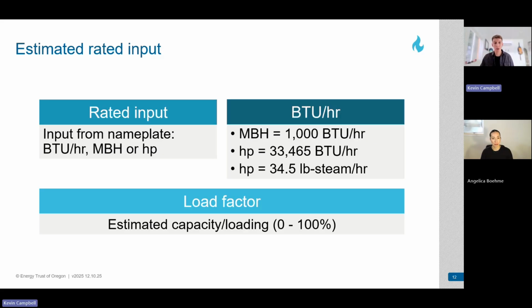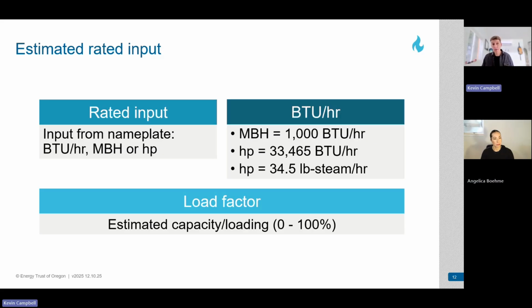Now doing some unit conversions here, an MBH is equal to 1,000 BTUs per hour. A horsepower is equal to 33,465 BTUs per hour. It's also equal to 34.5 pounds of steam per hour. I talked about how the horsepower is often boiler horsepower. We usually see that on large steam boiler systems, and so we can also equate that to just the mass flow rate of water going through that boiler. And that's where this 34.5 pounds of steam per hour comes from.